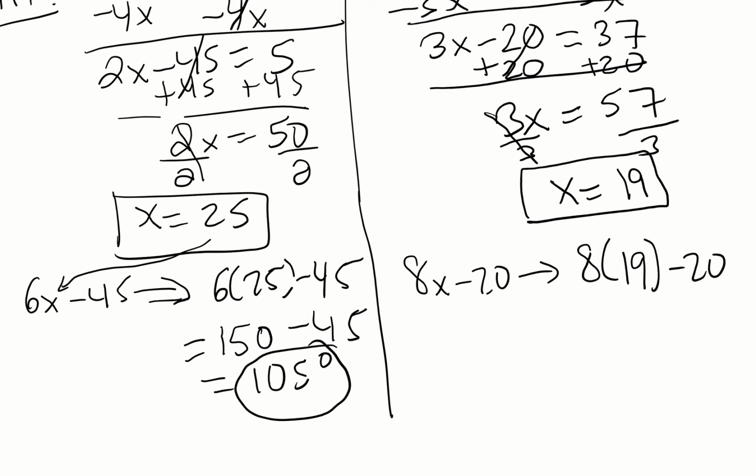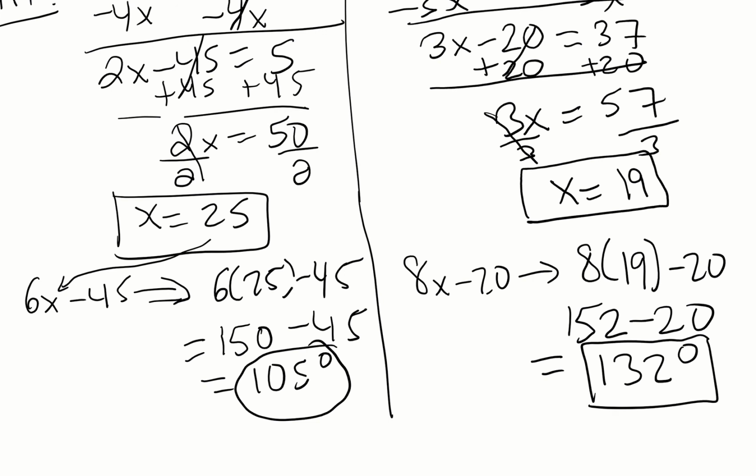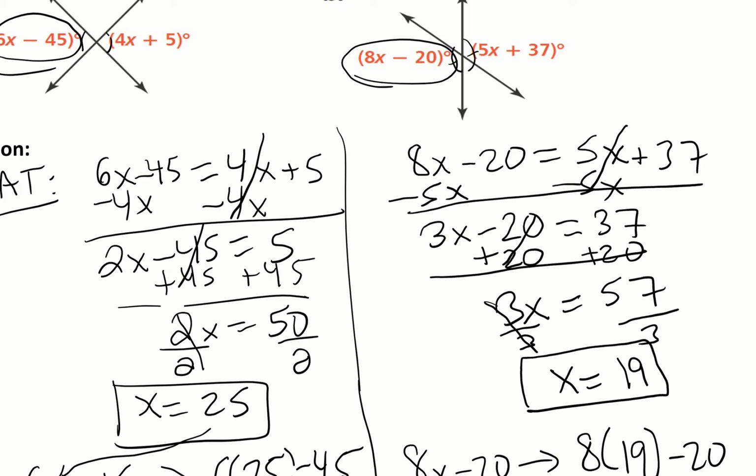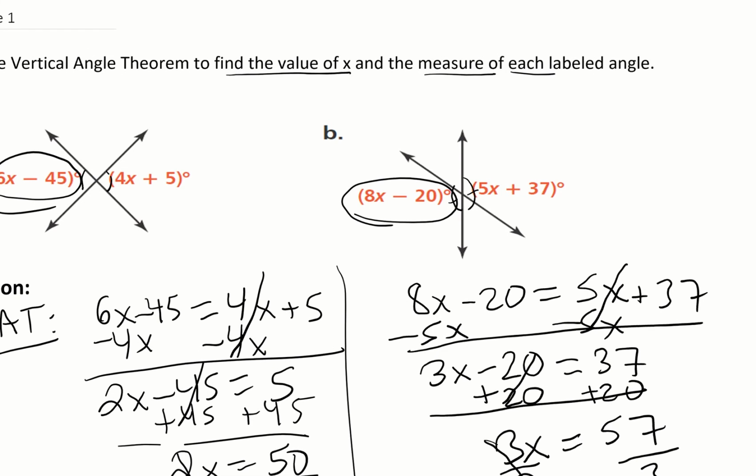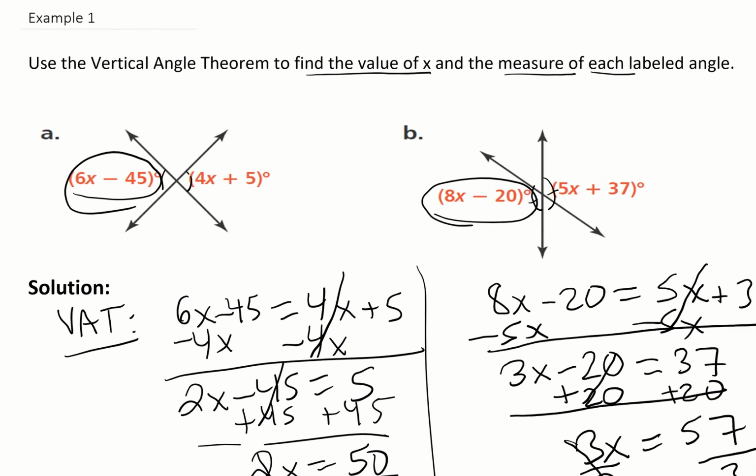Okay, so what we're gonna do is, I'm gonna do this mentally, but you can use a calculator. 19 is almost the same thing as 20. So 20 times 8 is 160, and then we take away one extra 8, so this is gonna be 160 minus 8. That's 152, and then minus 20. And then that's going to give us 132. So 132 degrees. And so both angles are 132 degrees. All right, so that's how you use the vertical angle theorem to solve for an unknown.